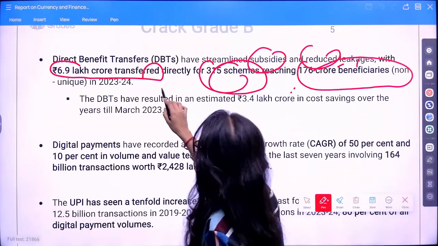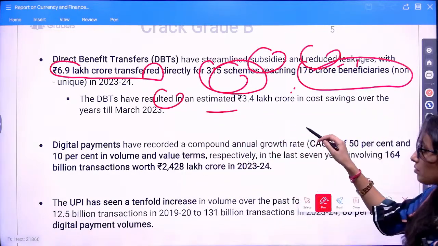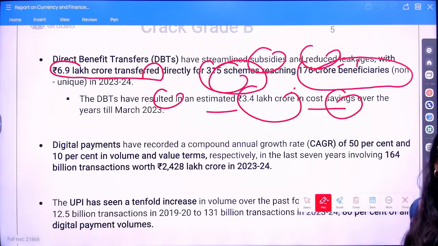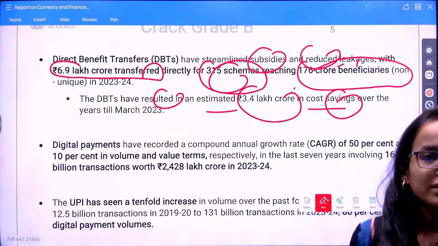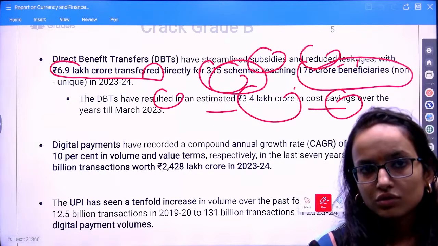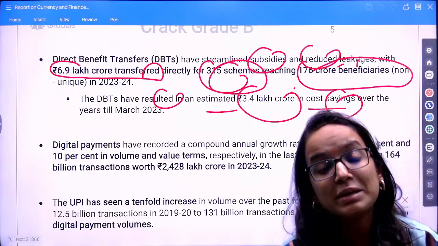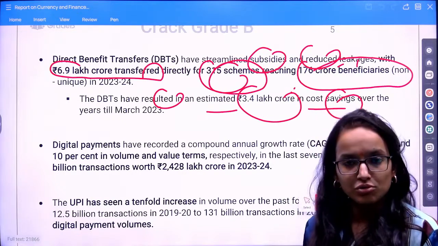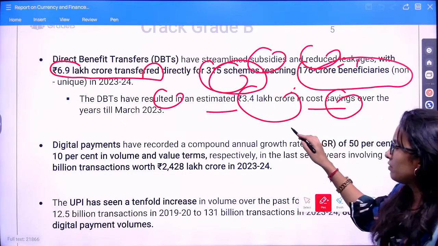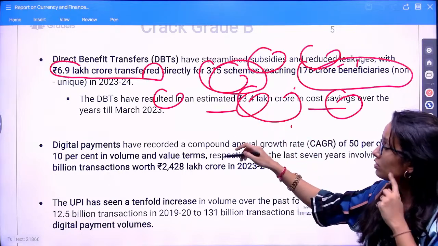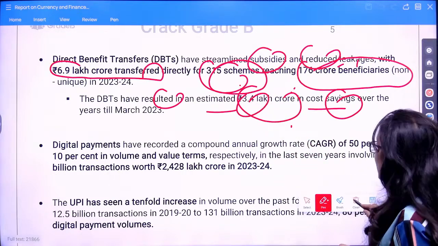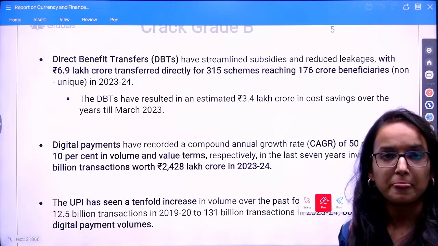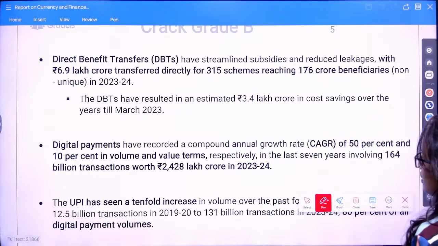Now DBTs have resulted in an estimated 3.4 lakh crore in cost savings over the years. This much is the cost we could save due to the reduced leakages now happening because of DBT, right? This is not a very important figure, but just try to remember 3.4 lakh crores. Remember this: 6.9, 315 schemes, and 176 crore beneficiaries, right?